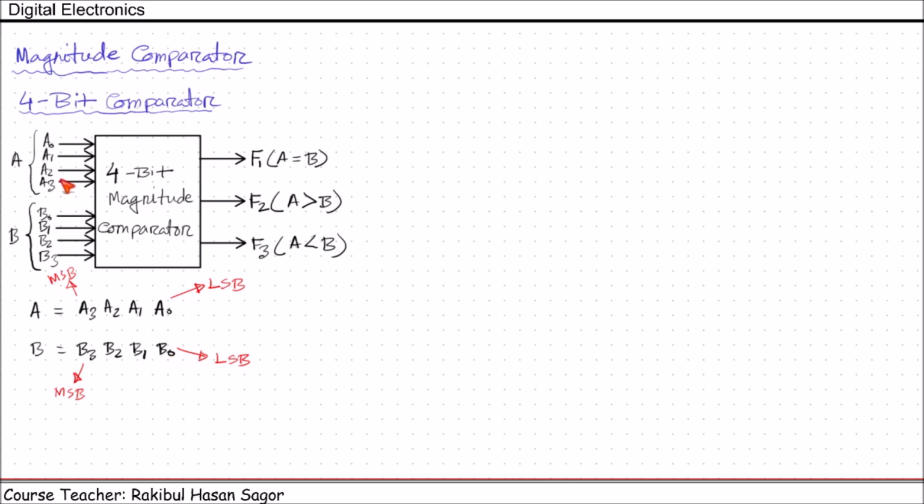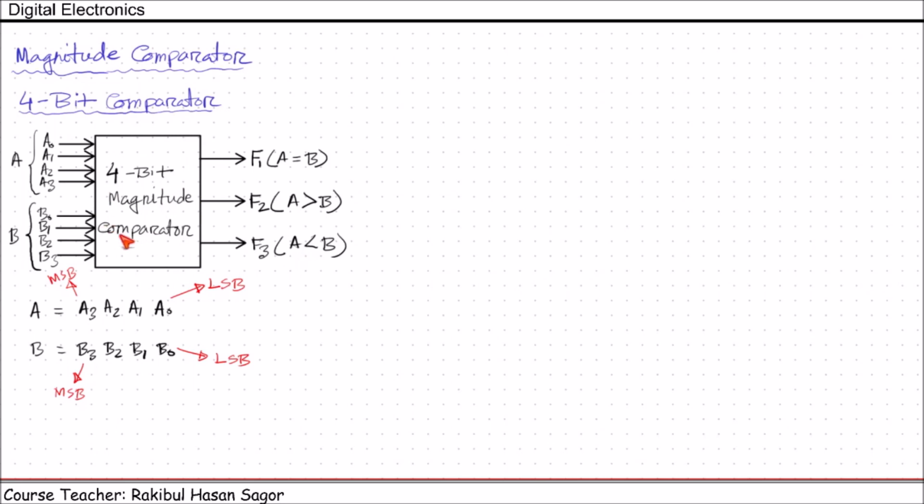Now, in the input side, there are total 8 bits. And in the output side, we'll have only 3-bit output, F1, F2, F3, which will show F1, A equals to B. And F2 will represent A is greater than B. And F3 will represent A is less than B.